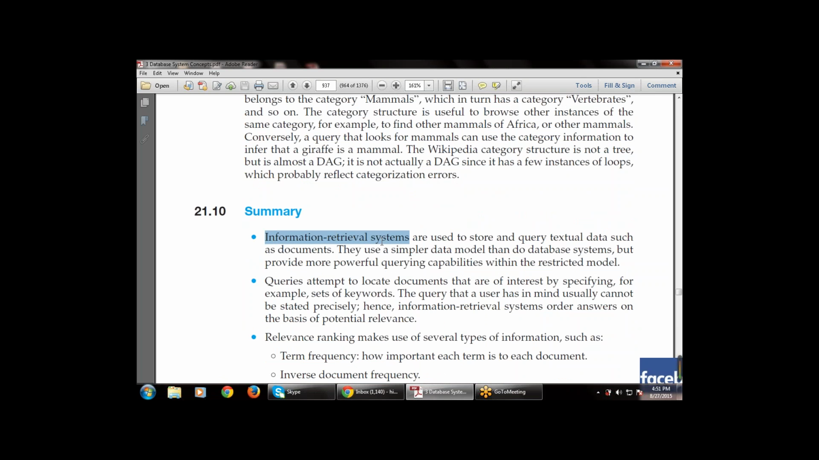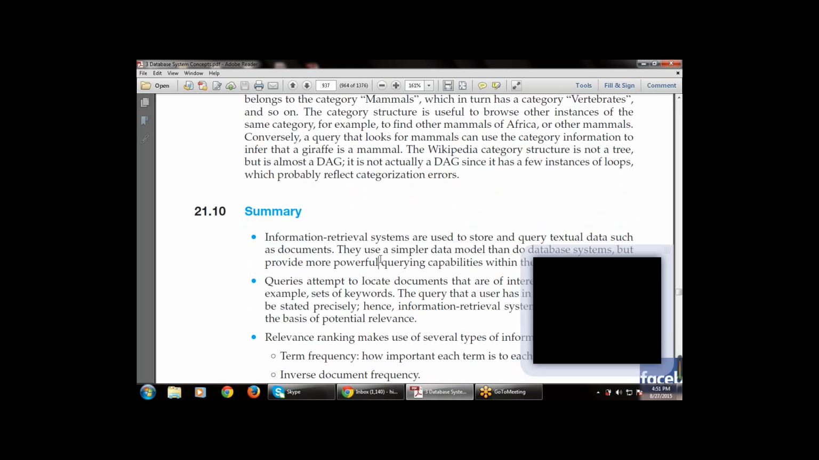Information retrieval systems are used to store and query textual data such as documents. Whatever the textual data or content is, it is represented in terms of query formulations.